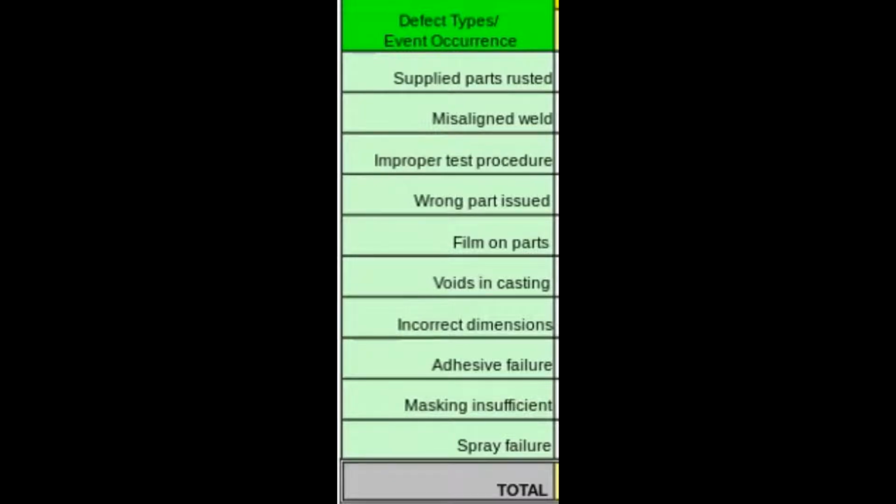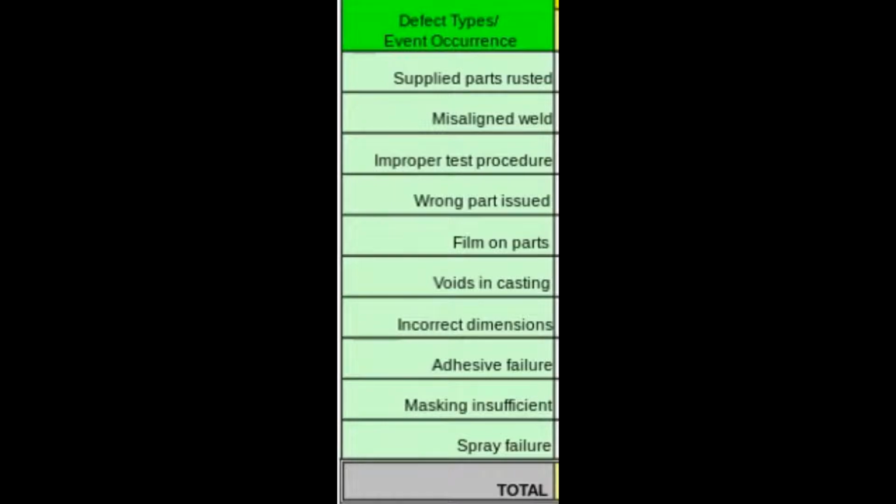Supplied parts rusted could be a defect. Misaligned weld could be a defect. You could have adhesive failures. Masking could be insufficient, and so on and so forth. This is a list. So what you could do with this list is use it as a prompt to know what to check as you inspect a deliverable. As you inspect a deliverable, you want to say, okay, do we have any defects here? Is there film on parts? Are there voids in casting, and so on?